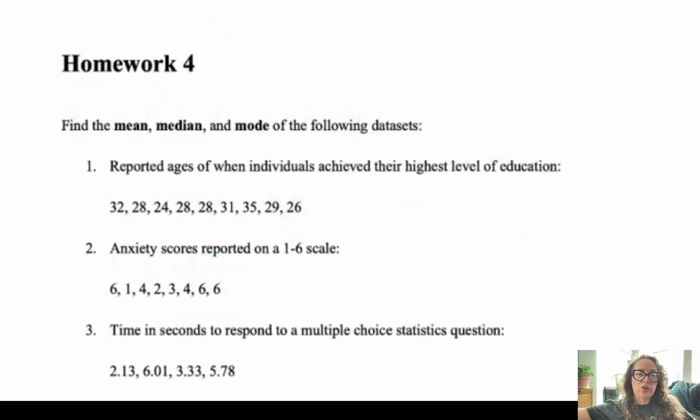Let's go back to the homework and take a look at number 3. For number 3, we have time in seconds to respond to a multiple choice statistics question. We have some decimals here, with time reported in seconds. So let's take a look at a new slide on the whiteboard. I'm going to get some fresh space to work with, and a fresh color too. So this is for number 3, seconds to answer a question. We have 2.13 seconds, 6.01 seconds, 3.33 seconds, and 5.78 seconds. We have an n of 4.